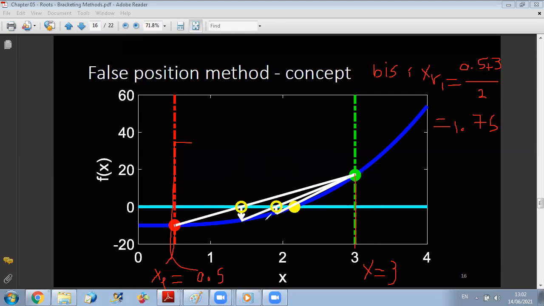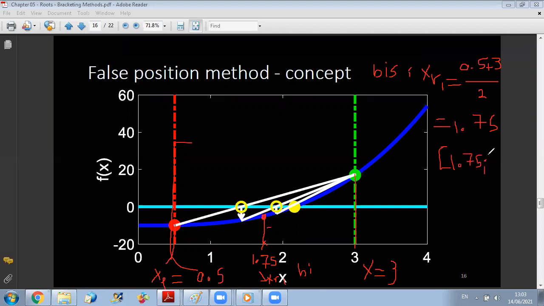So you go to your graph. This is 1.75. This is for me xr1 from the bisection method. And then once I get xr1, I evaluate the function. It will be a negative value. So now I can say that my new bracket will be 1.75 to 3. So this is the bisection method.